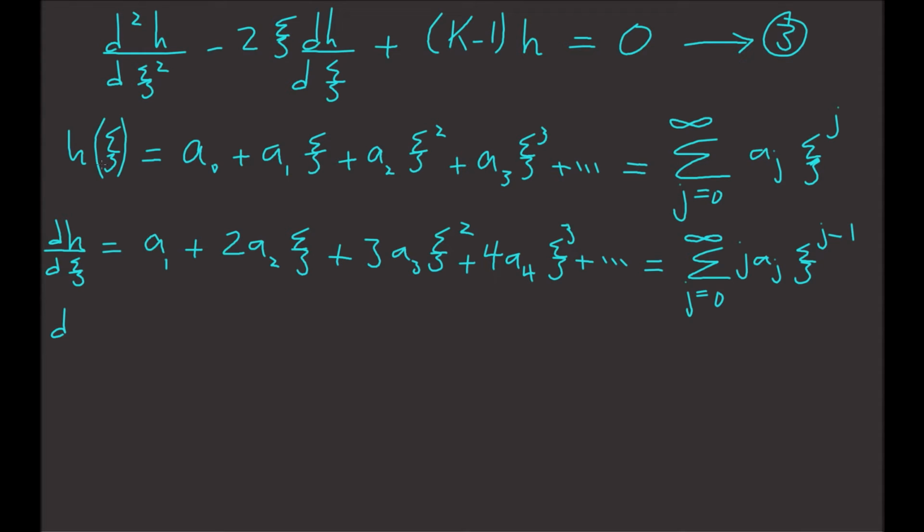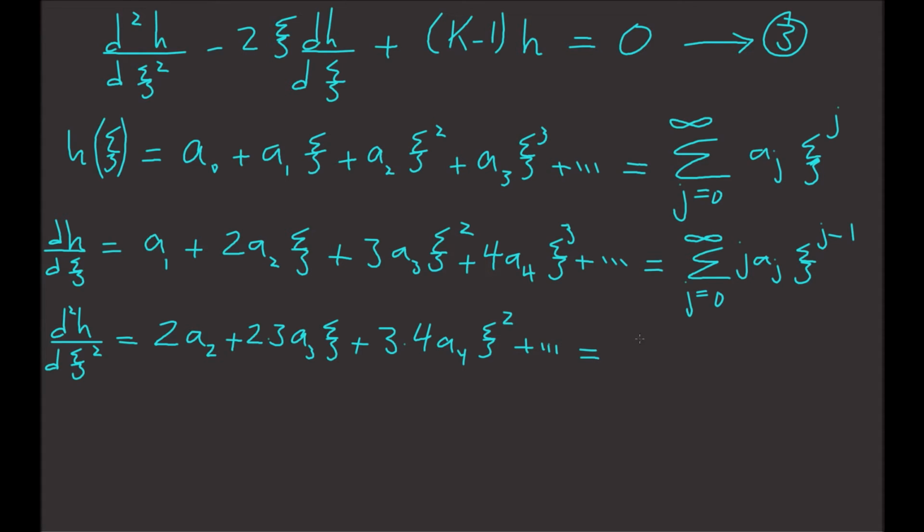So we assume the solution. We took the first derivative, and now we're going to take a second derivative, plug them back into equation number 3, and see if it works. So the second derivative of h with respect to squiggly is equal to, the first one is 0, so we get 2 times a sub 2 plus 2 times 3 a sub 3 squiggly plus 3 times 4 a sub 4 times squiggly squared plus dot dot dot.